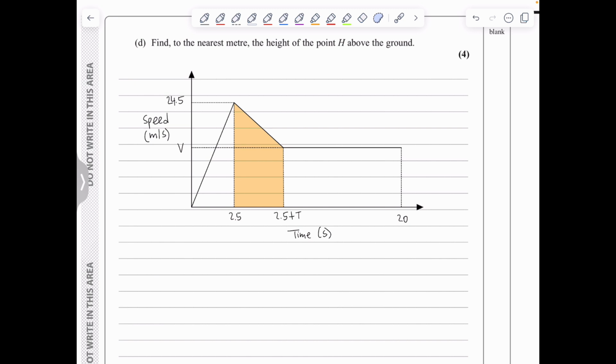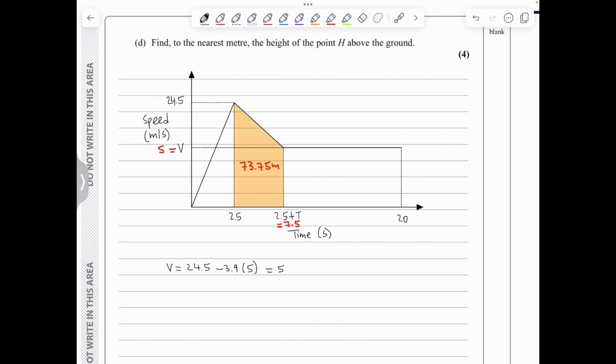In part D, we need to find, to the nearest meter, the height of the point, the H above ground. So we're trying to find the total distance covered. We already know that the distance here in the middle is 73.75 meters. We have found T to be 5, which means that the 2.5 plus T here is 7.5. So I will start by finding V. Well, V is 24.5 minus 3.9T, which was found to be 5. This gives an answer of 5.